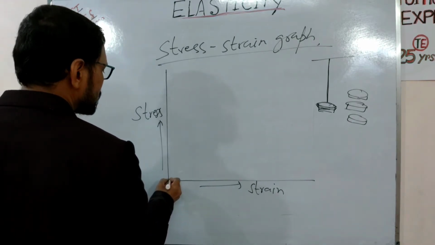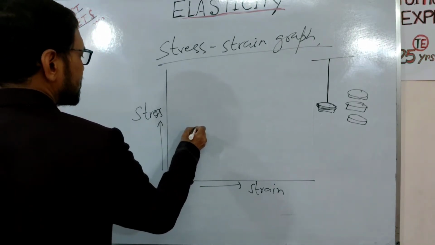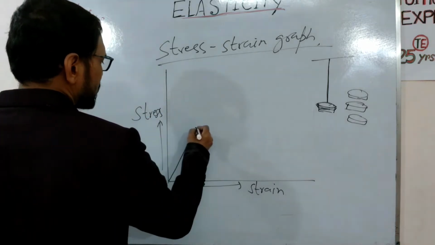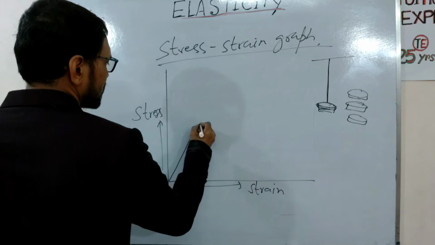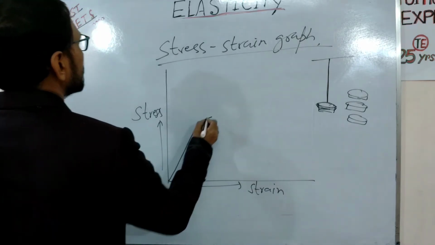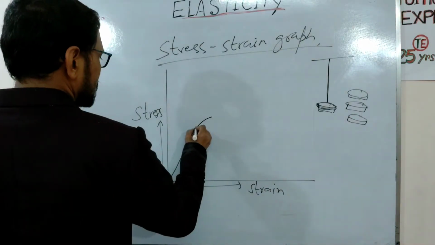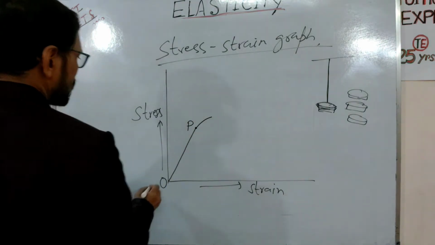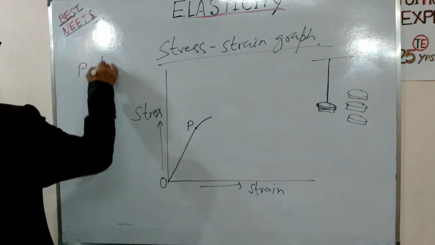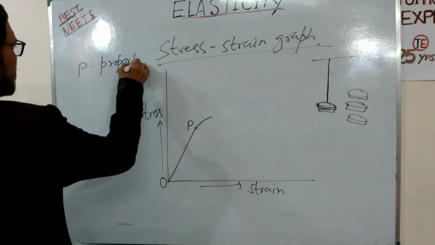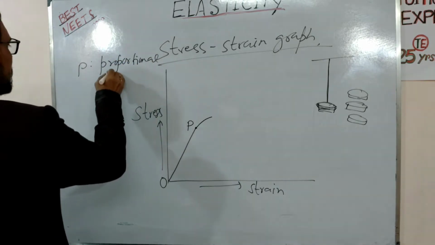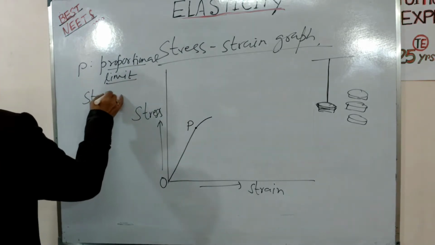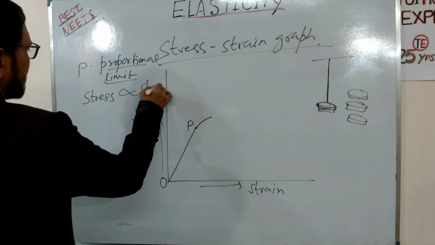First we get that stress is proportional to strain. This is up to a certain limit. After that, if a little more stress is applied, a point is reached like this. Now this is the proportional limit, up to which stress is proportional to strain. So at point P, P is the proportional limit, up to which stress is proportional to strain.